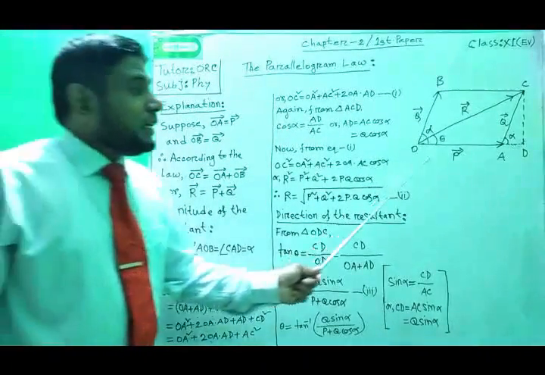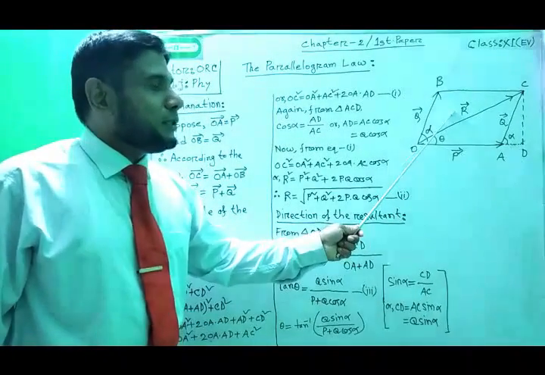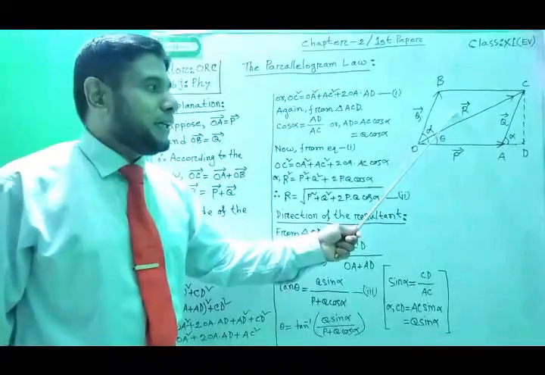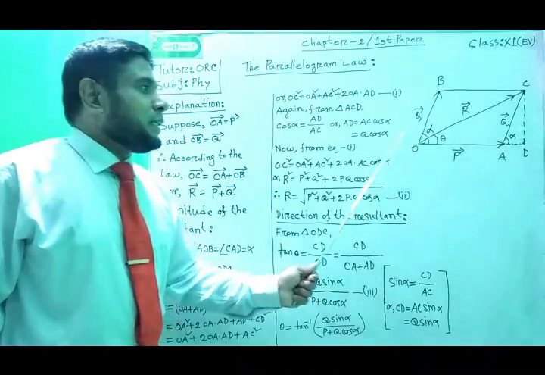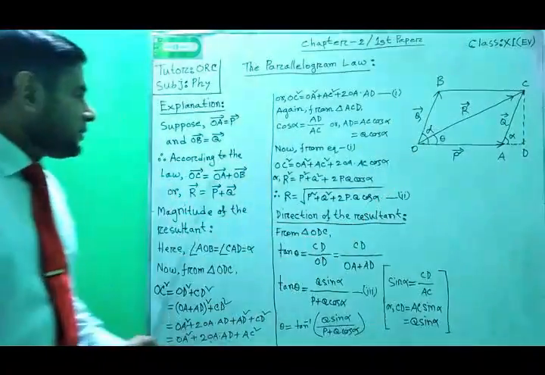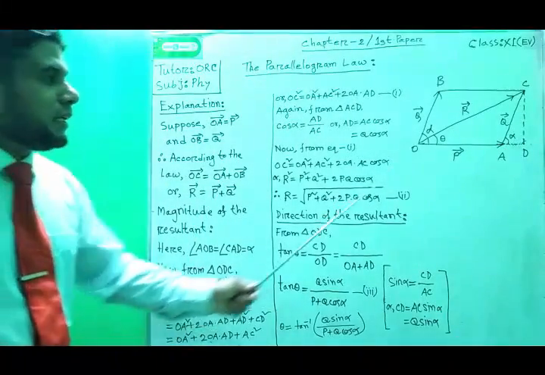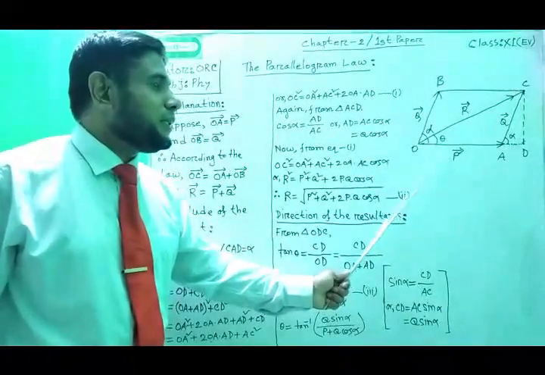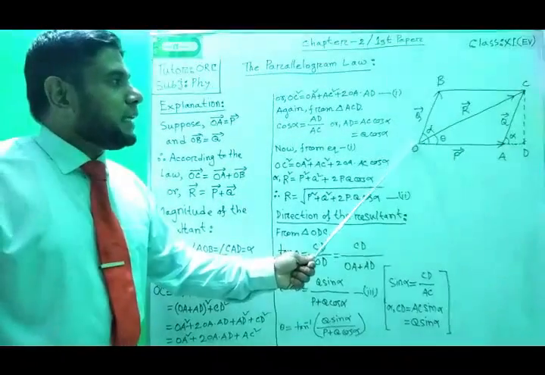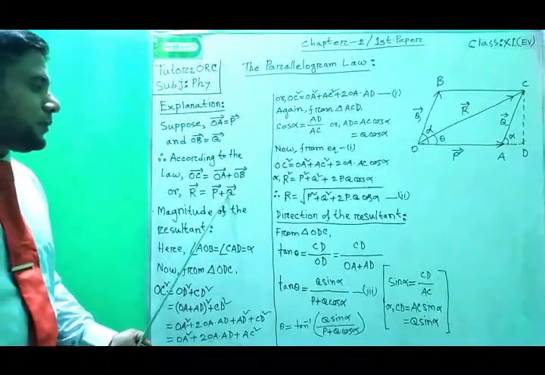And along the diagonal we get the resultant. This is why we have written R for the resultant, which means the addition of those two vectors. So in place of OC, we can write vector R, and along side OA acts vector P, so we will write vector P, and along side OB acts vector Q, so write vector Q here.